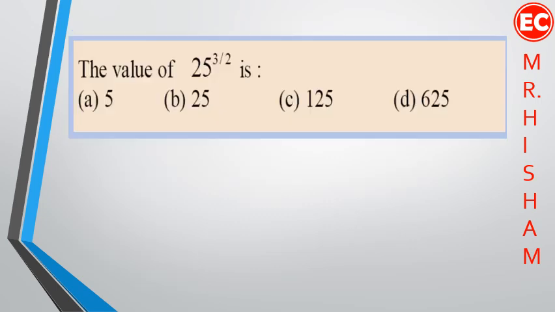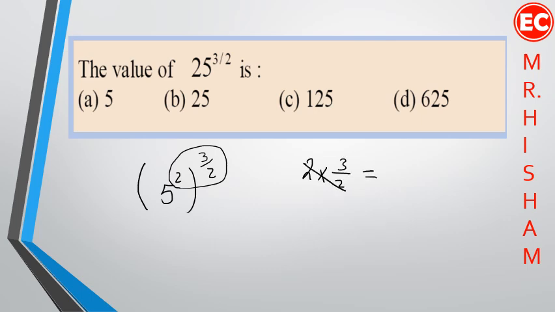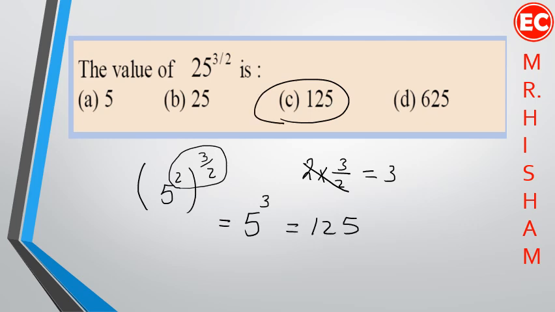Regarding this question, I have 25 to the power of 3 over 2. So I may solve it by another method. I may keep the 3 over 2 here and write 25 as 5 squared. So we know that power to the power, I multiply. So I need to multiply 3 over 2 by 2. By cancelling the 2, it gives me 3. So the answer can be written as 5 to the power of 3. And 5 to the power of 3 is 125.